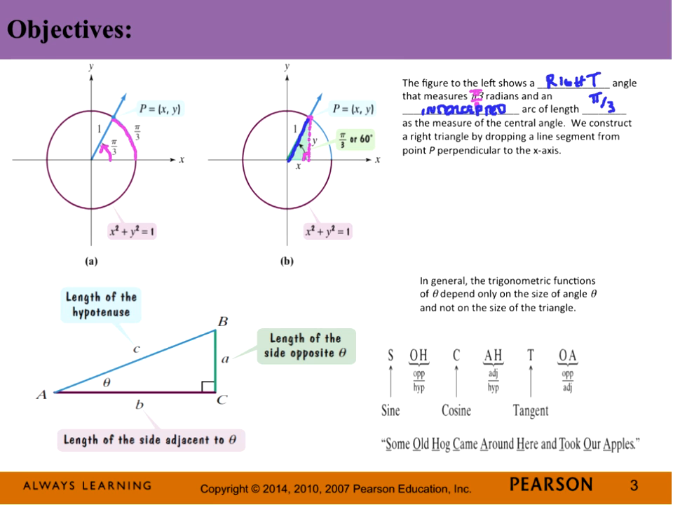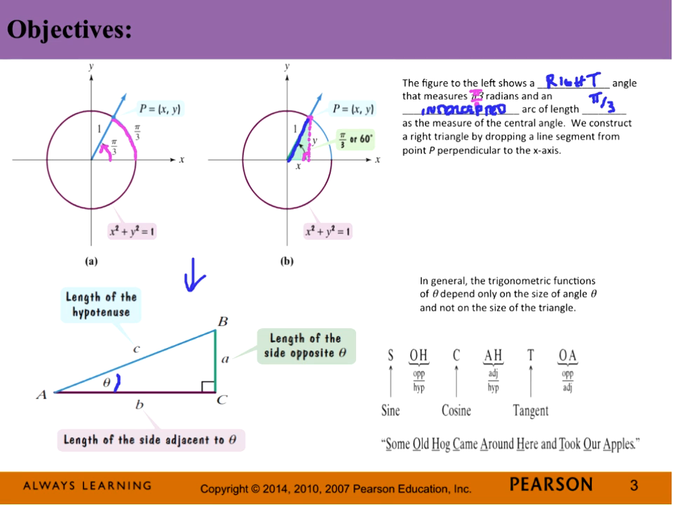We construct the right triangle by dropping the line segment from point P perpendicular to the x-axis. In this next figure at the bottom, we have pulled that right triangle out of the unit circle, and this is how we'll pretty much see it from here on out, as just the right triangle. This figure names the sides of the triangle, and we familiarized ourselves with this when we were talking about the unit circle, but it's worth mentioning again.